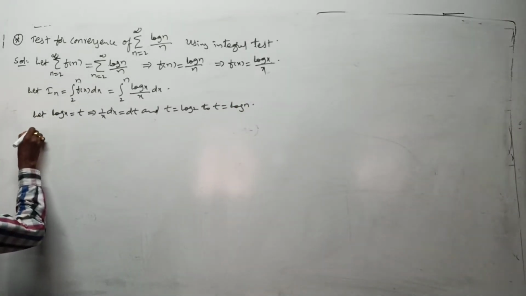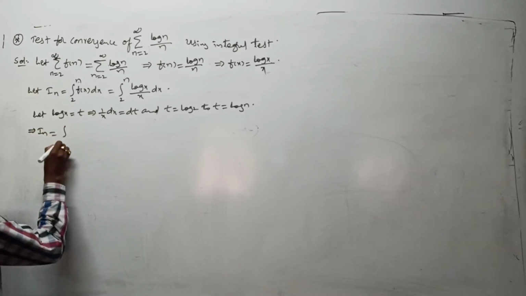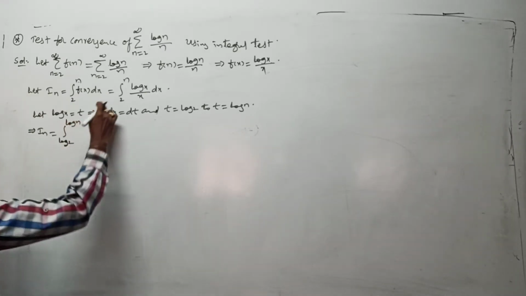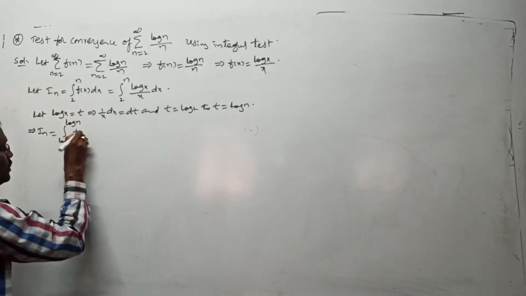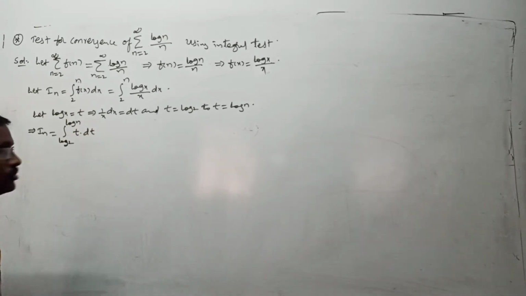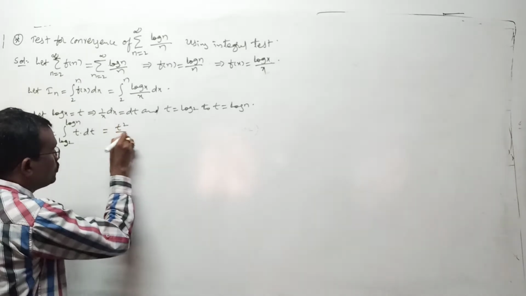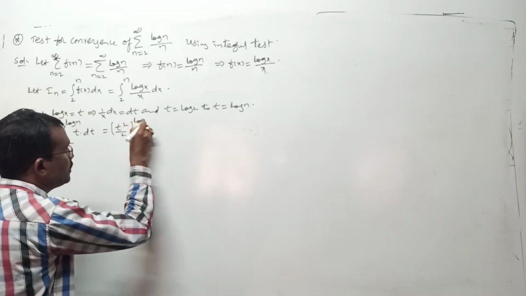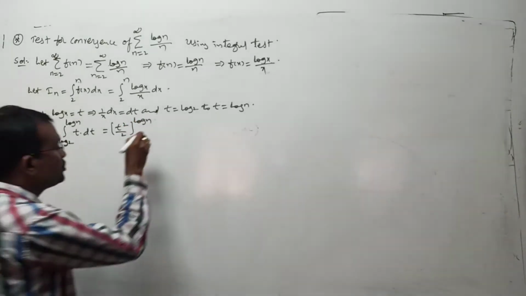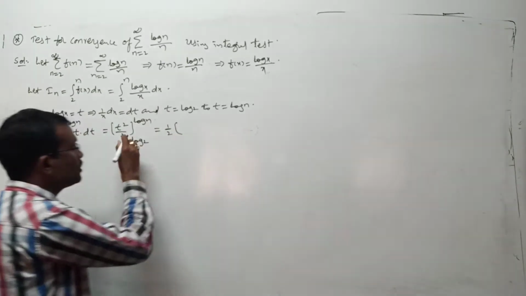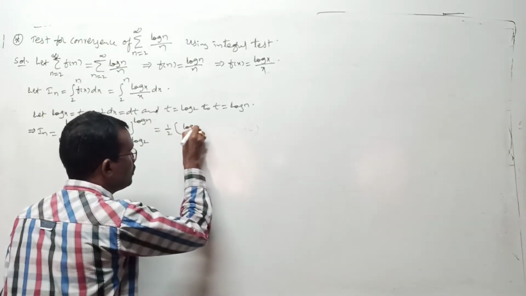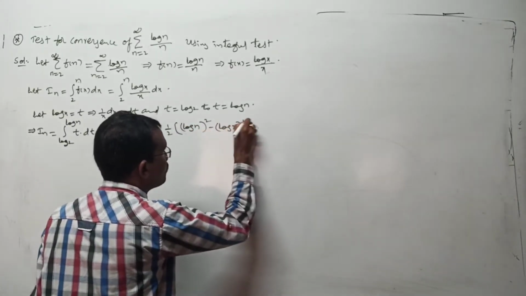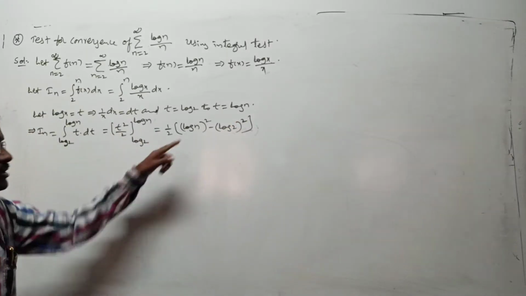I mean this implies I_n is equal to integral log 2 to log n, 1 by x dx is dt, so that it is t into dt, right, which is what? t square by 2 within the limits log 2 to log n, because integral t is what? t square by 2. Yes, this is 1 by 2 into, substitute upper and lower bounds. Upper bound is what? Log n whole square minus log 2 whole square. This is your I_n result.